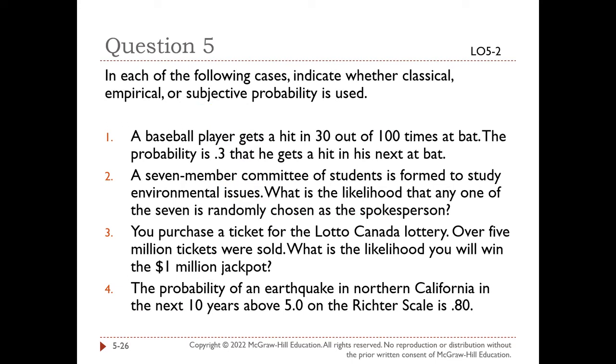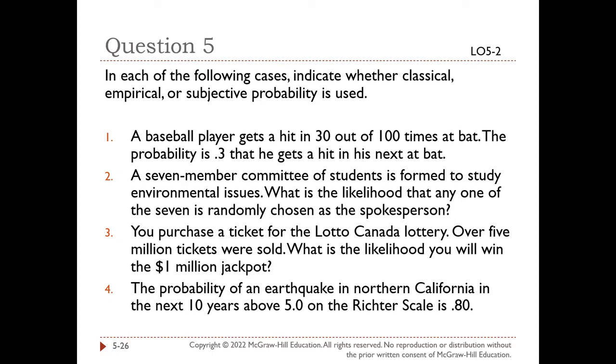A baseball player gets a hit in 30 out of his 100 times at bat. Probability is 0.3 that he gets the hit in his next at bat. Well, this one, again, it's using stats, using a number of events divided by the number of outcomes. So this one's empirical. Again, not looking at the possibility.